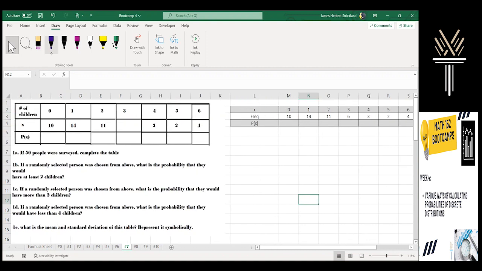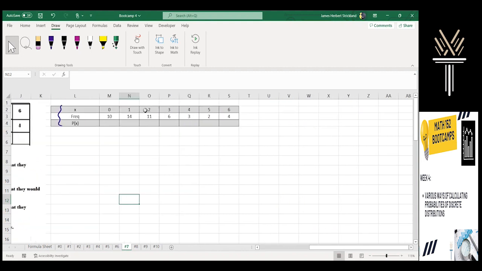So we did the first part. I did correct this one. I saw that that should have been a frequency and that should have been X there. I fixed that over here for us. And then it says a randomly selected person was chosen from above. What's the probability that at least 2 have children? So at least 2 means 2 or more, right? And so we need to find the probability of this group. So let's go ahead and find the probabilities of each of them.